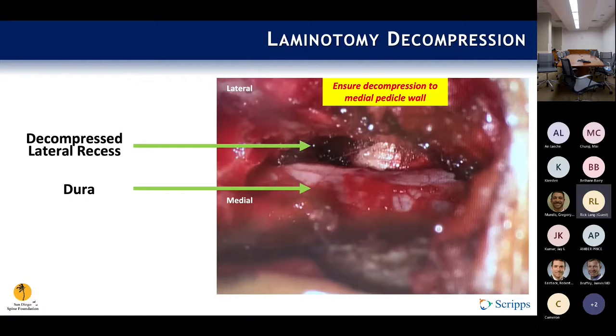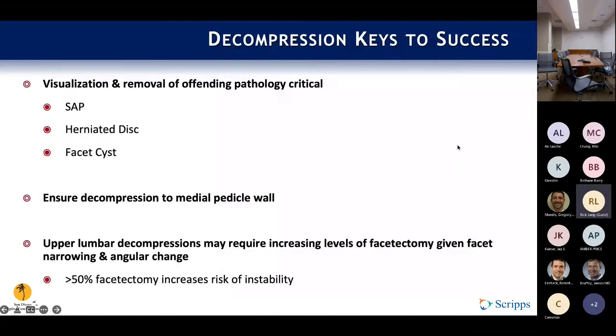Same kind of thing if we do a laminotomy. This is a picture of one of Dr. Bruffy's cases last week. The dura here is shown in the center, medial on the midline, and then moving out laterally, nice lateral recess decompression. I don't see any clear fluid. Where's the clear fluid? Yeah, this is a CSF-free case here. No clear fluid, no red fluid either. So it looks pretty good. And then you want a nice decompression out to the medial pedicle wall.